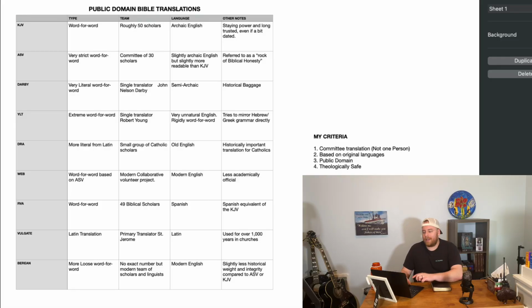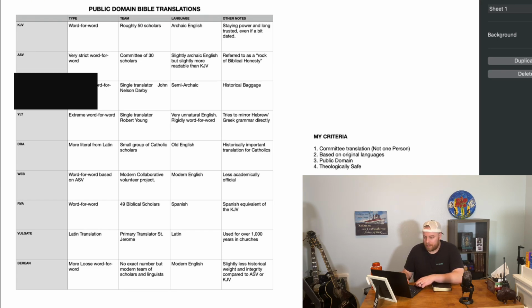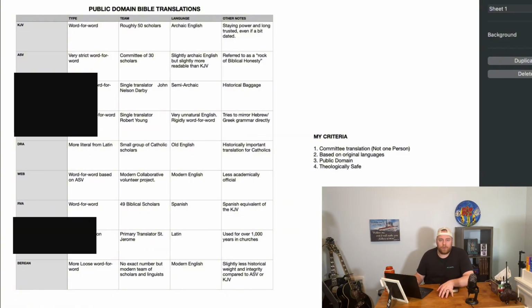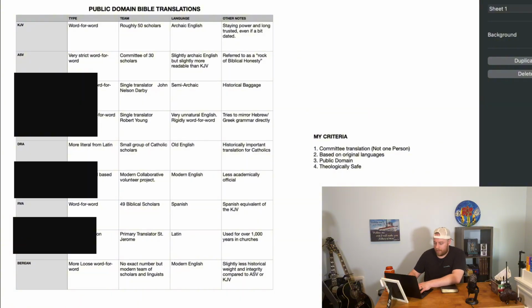So let's start with my criteria number 1. It is a committee translation, not one person. So right off the bat, that is going to remove the Darby translation, the Young's Literal Translation, and the Latin Vulgate. Next, I want to make sure the translation was from the original languages and not a translation of a previous English translation. And so that removes the World English Bible from the list.